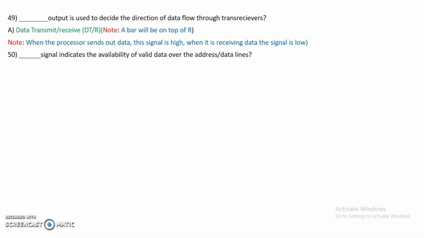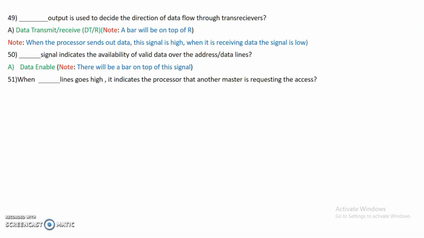Bit number 50. Dash signal indicates the availability of valid data over the address data lines. The answer will be data enable. If you want to know whether there is a valid address on the address data lines, address latch enable will explain that. If you want to know whether there is valid data on the address data lines, it will be taken care of by the data enable pin. In the case of data enable pin also, there will be a bar on top of it. So try to make a note of it.